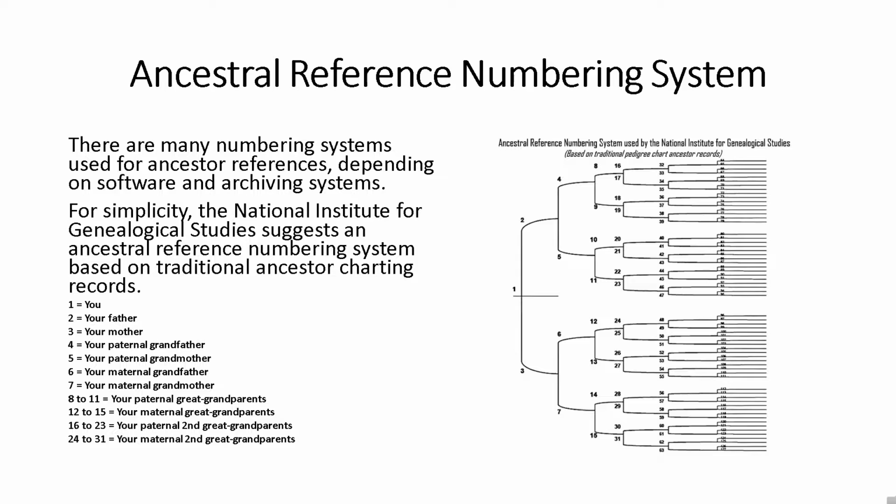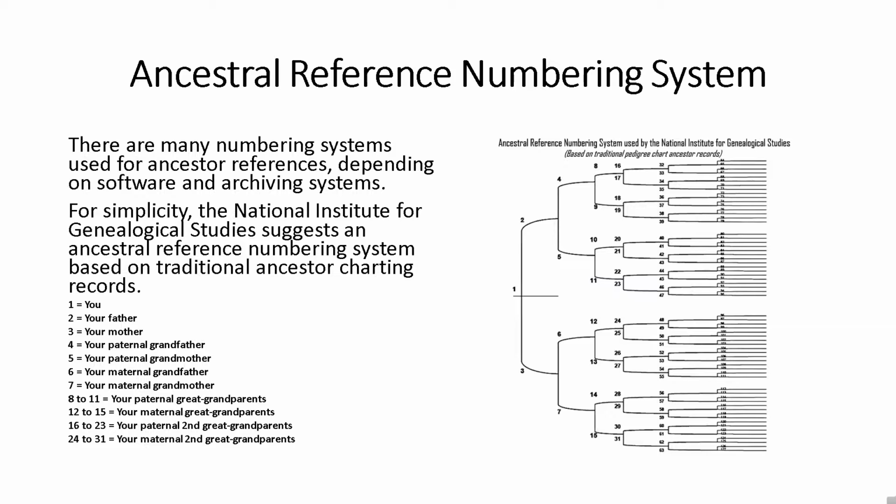Be sure to reference the additional sheet and number worksheets accordingly. Ancestral reference numbering system. There are many numbering systems used for ancestor references depending on software and archiving systems. For simplicity, the National Institute for Genealogical Studies suggests an ancestral numbering system based on traditional ancestor charting records. For example, number 1 is you, number 2 is your father, number 3 is your mother. 4 is your paternal grandfather, 5 is your paternal grandmother, 6 is your maternal grandfather, 7 is your maternal grandmother.